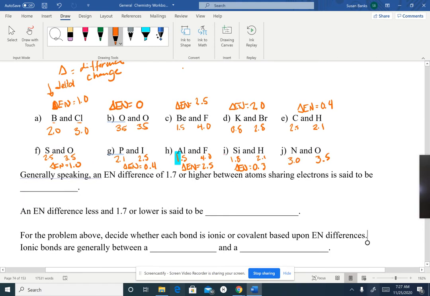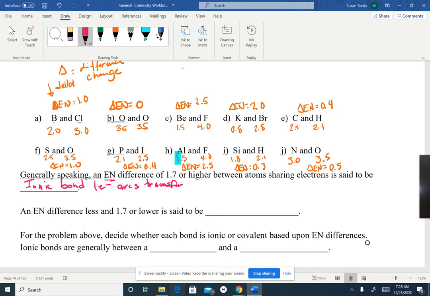So 3.0. So our difference here ends up being 0.5. Okay, so we're going to learn how to use these values here. Generally speaking, if we have an electronegativity difference of 1.7 or higher between atoms sharing electrons, they really don't share electrons anymore. We have an ionic bond, which means the electrons are transferred.